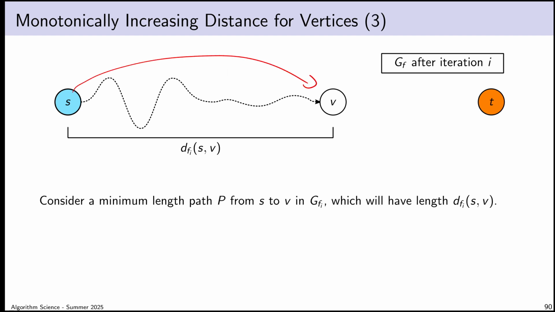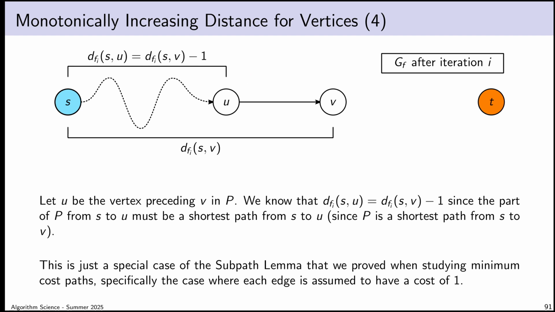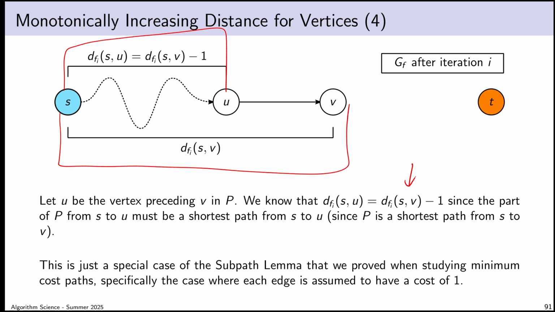Remember that P is a minimum length path from S to V. So U is the vertex on that path right before V. And we know that such a vertex must exist because the length of the path has to be at least 1. We also know that the distance from S to U has to be the distance from S to V, all minus 1. And we actually know this by a result that we proved a while ago. The reason that we know this is because the path P is a minimum length path from S to V, which means the part of that path that goes from S to U must be a minimum length path from S to U.